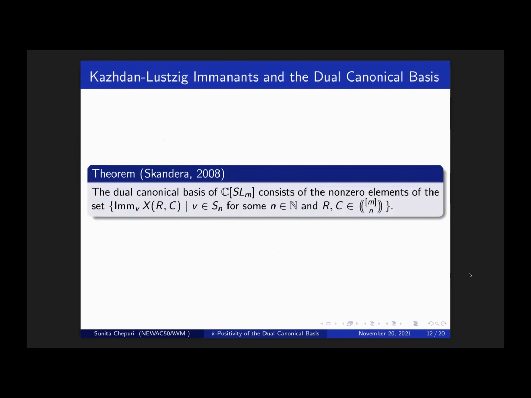Okay, so Skandera proved that the dual canonical basis of the coordinate ring of SL_m consists of the non-zero elements of this set, the immanants on x_RC for arbitrary R, C and arbitrary permutations. I flashed that very quickly. This is the theorem that's going to allow us, instead of studying dual canonical basis elements, to study these immanants, which are in certain cases at least a little easier for us to deal with.